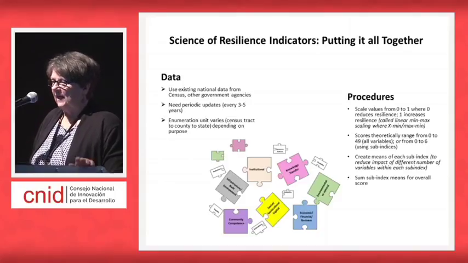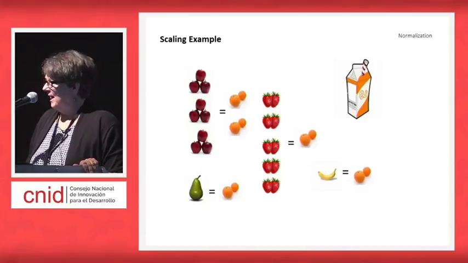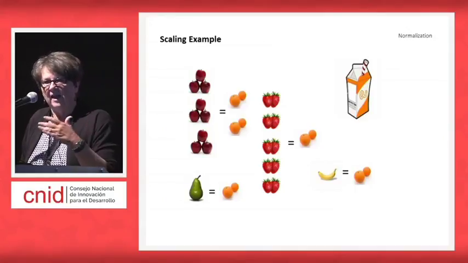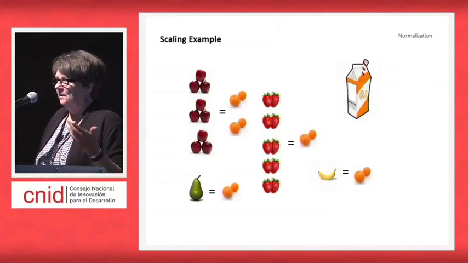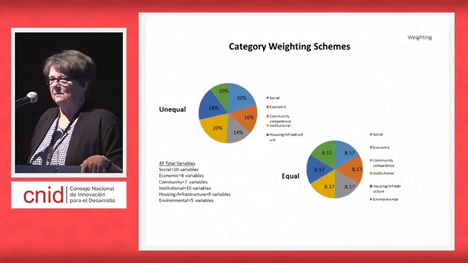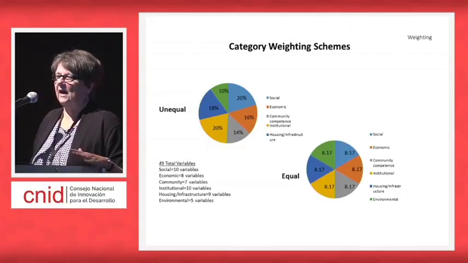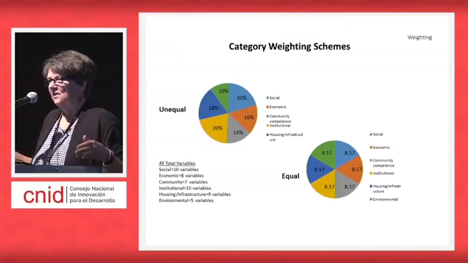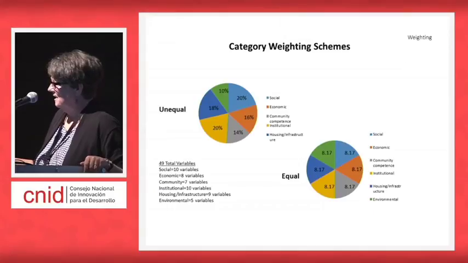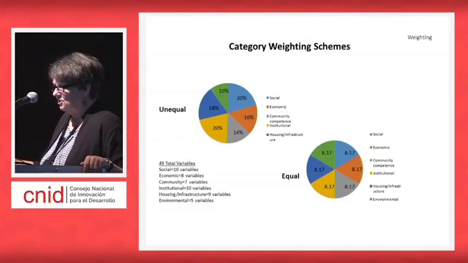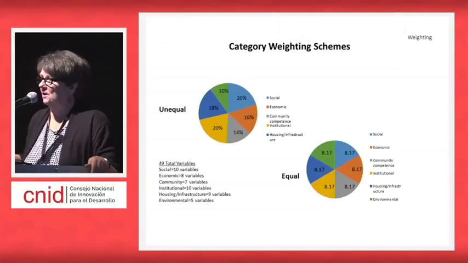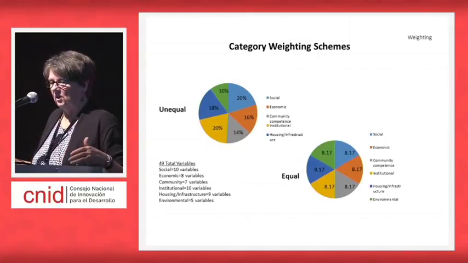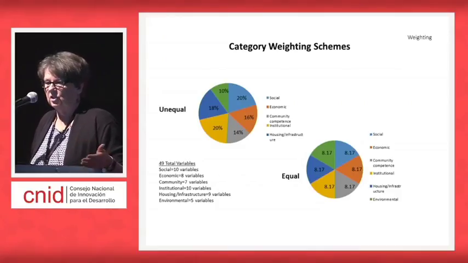The idea is we want to get to the orange juice, but we have a mix of different kinds of input variables that we need to scale appropriately so that we can, in the end, combine them. And we need to make some assessments in terms of the category weighting scheme. Because we cannot make the assessment that social resilience is more important than economic resilience, or that infrastructure resilience is more important than social resilience, we simply assume that all of these sub-indices are weighted the same, even though the input variables may be differentially weighted.